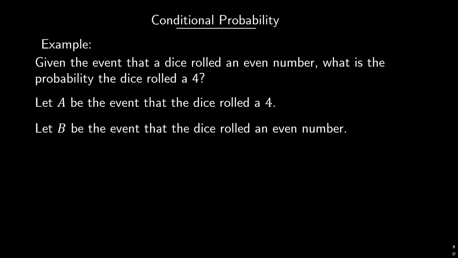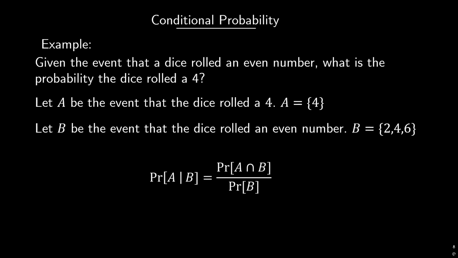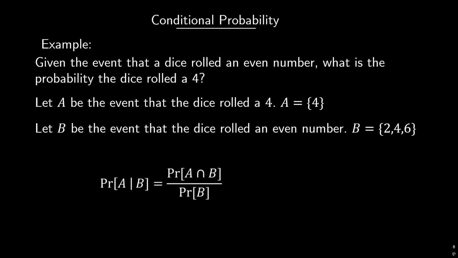Again, recall that events are really just sets of outcomes. In other words, A here is going to be the set containing outcome 4, and B here is going to be the set that contains outcomes 2, 4, and 6. We want the probability of A given B, given the event that we rolled an even number. And like I told you, this is basically just the probability of A intersect B divided by the probability of B. Let's work this out manually.